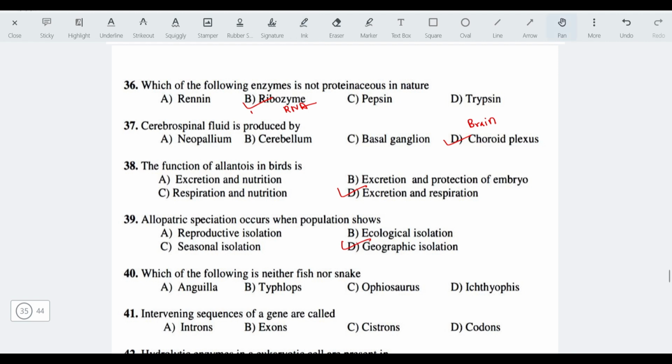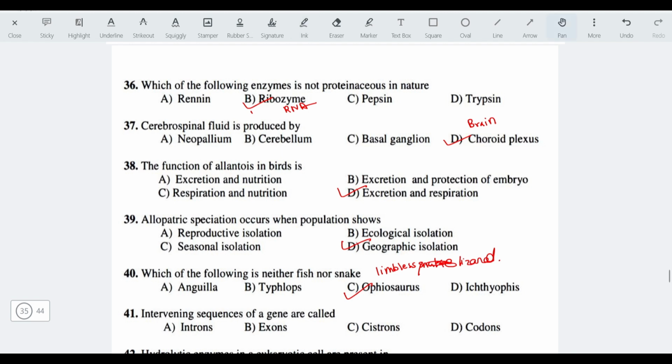Next question, which of the following is neither fish nor snake? The correct answer is Ophiosaurus, right? So Ophiosaurus is a limbless lizard. It is neither fish nor snake, right?